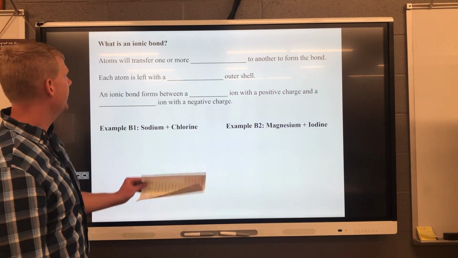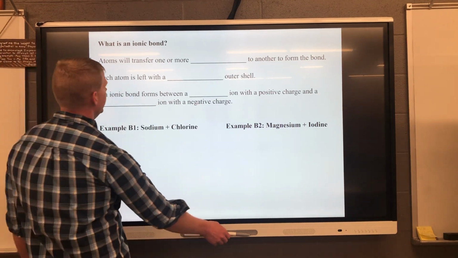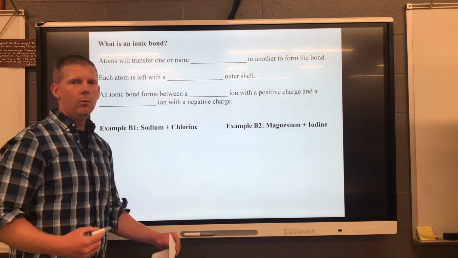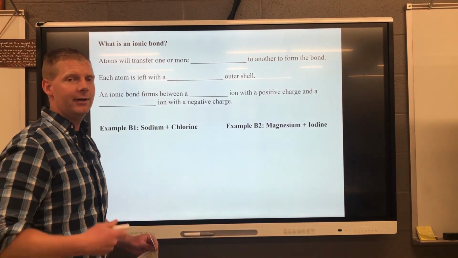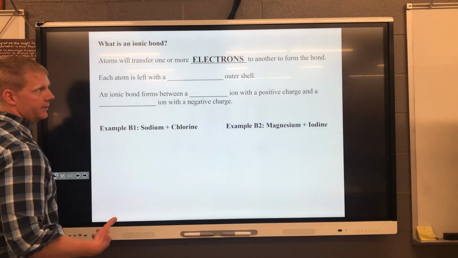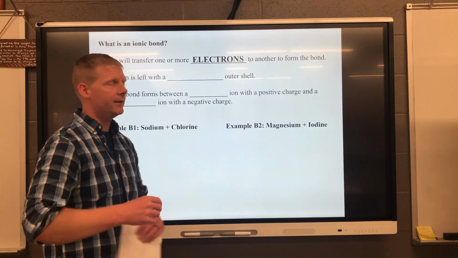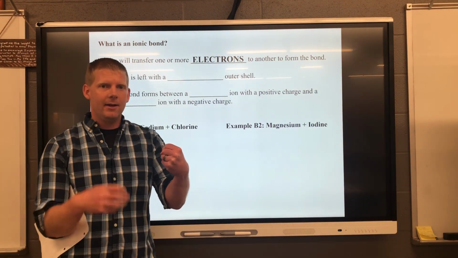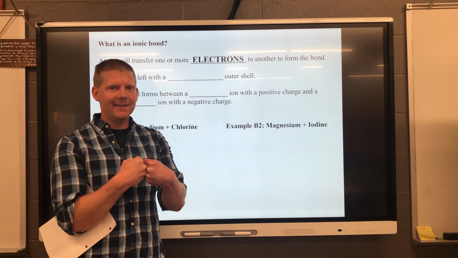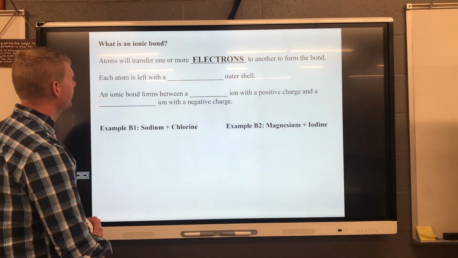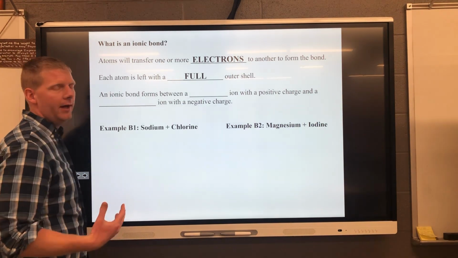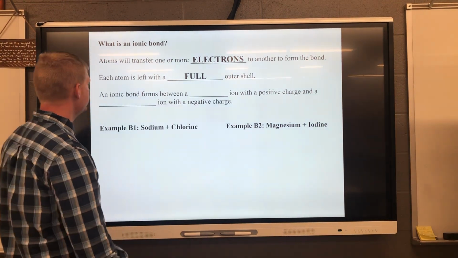All right, a couple things here. What is an ionic bond? So ionic bond, atoms will transfer 1 or more what? What are we changing? We're either gaining or losing. We should get electrons. All right, that's going to give us the positive and negative charge. And that positive and that negative, we know they attract, so that's what's going to hold these 2 ions together to make a compound. So each atom is left with a full outer shell or energy level there.